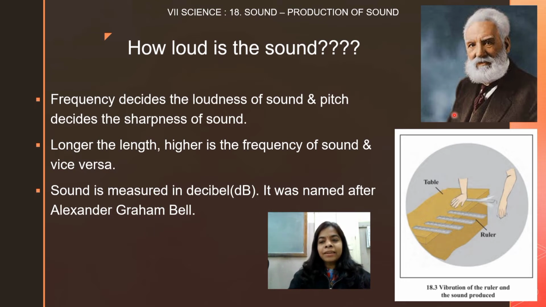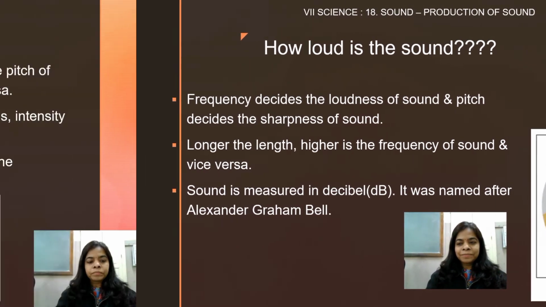This is Alexander Graham Bell, children. He invented the sound waves. Because of his name, children, we got the unit decibel. So children, here is one activity shown in your textbook where we are trying to increase and decrease the length of the ruler, and then we are seeing whether the vibrations and the sound formed by the vibrations is changing or not. It is different, children. With a longer ruler the sound is more. With a smaller ruler the sound is less. Just try it yourself, children.